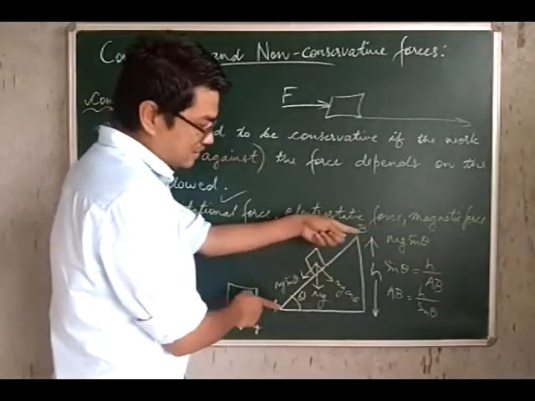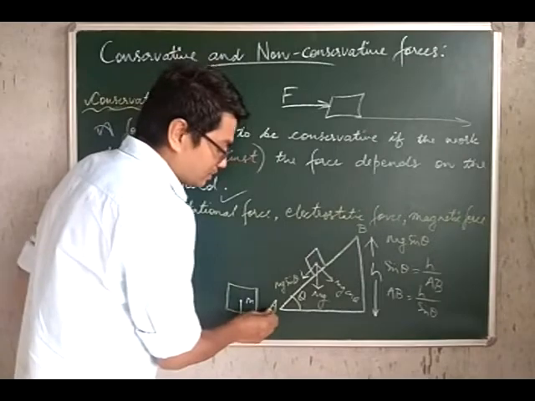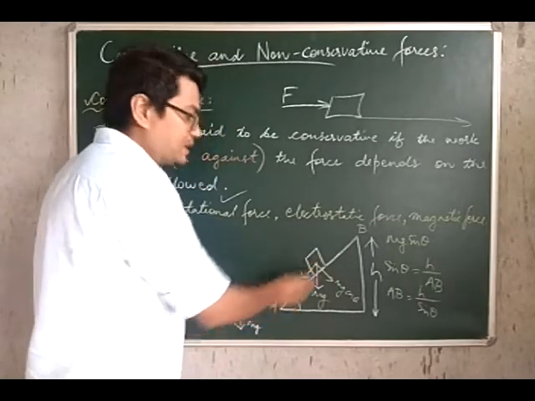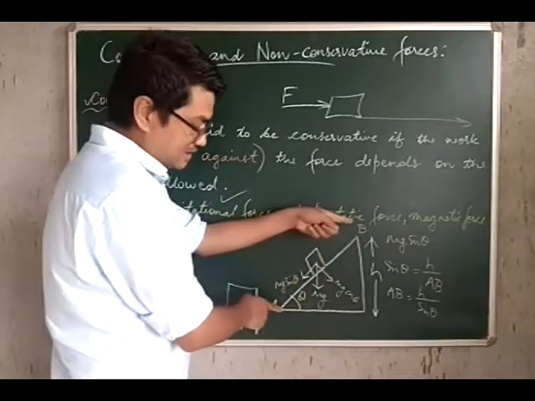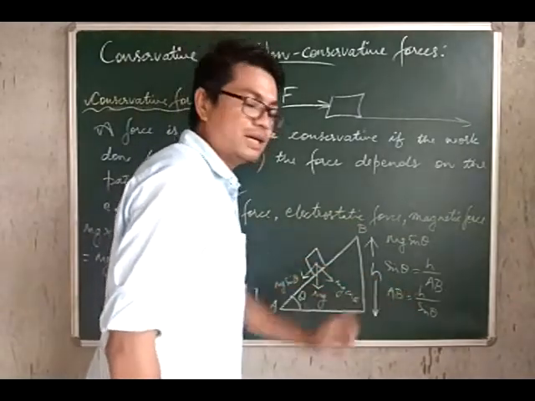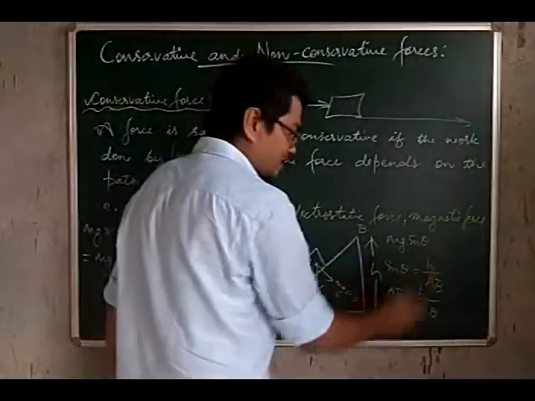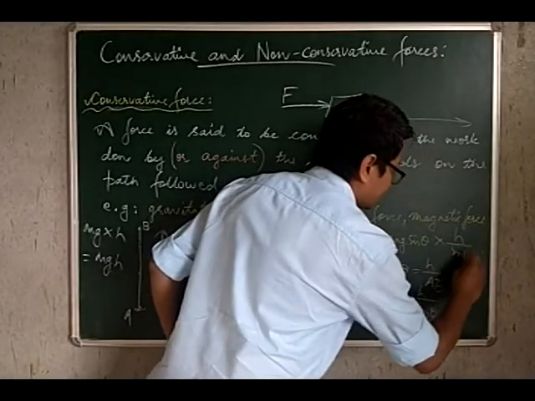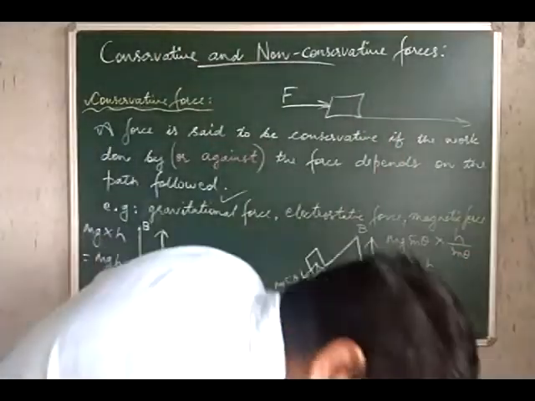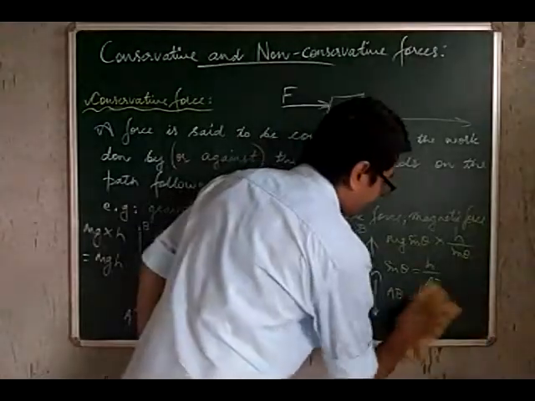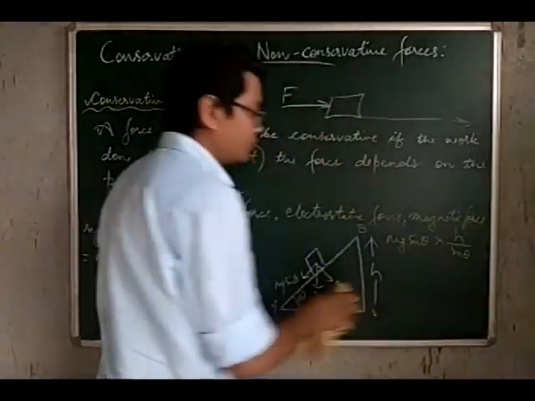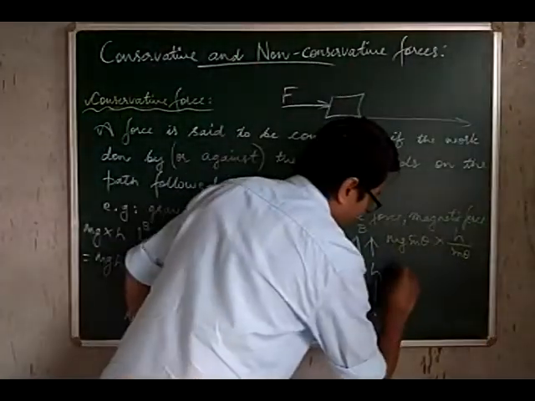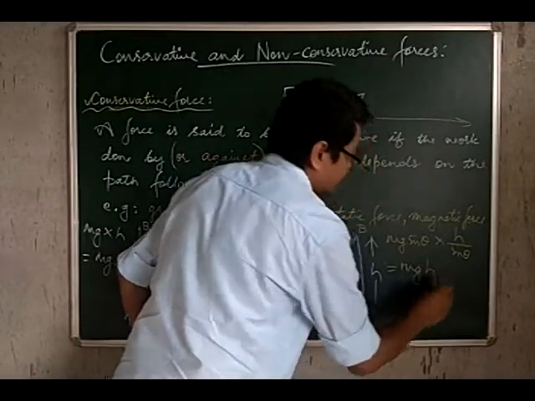So we get to see that in moving the body up the inclined plane, we are displacing it by h by sine theta. So this is the force acting, and the displacement is h by sine theta. So sine theta, they divide each other out. So therefore, what is the work done? The work done still is mg into h.